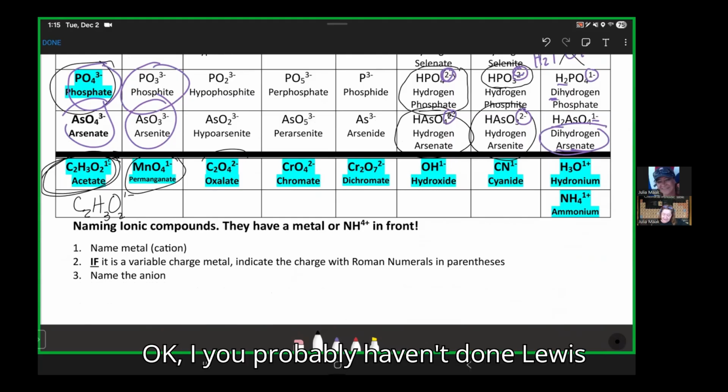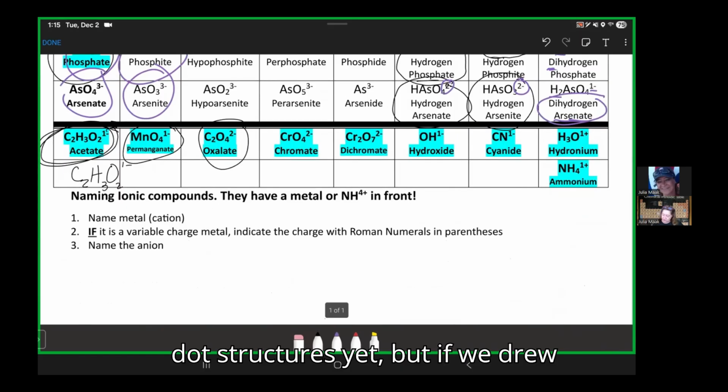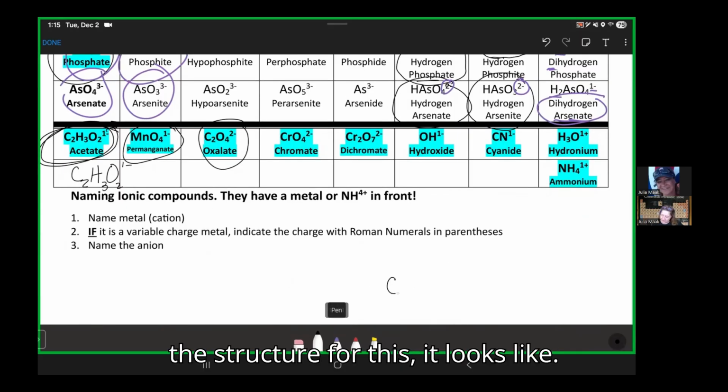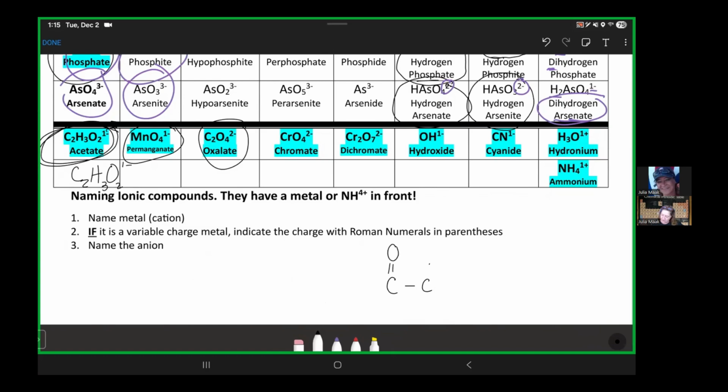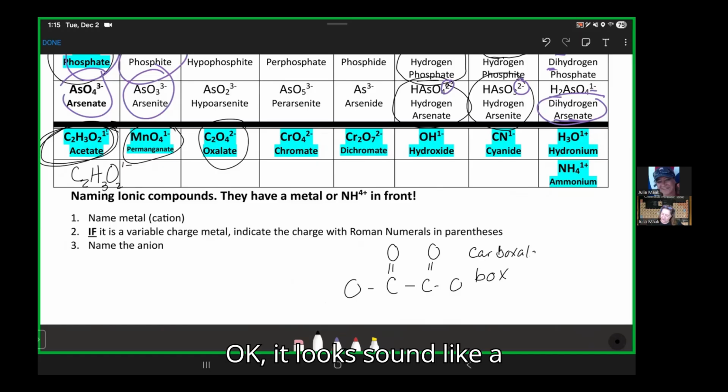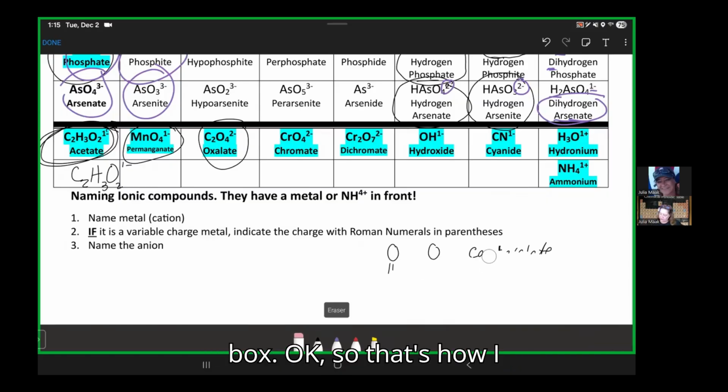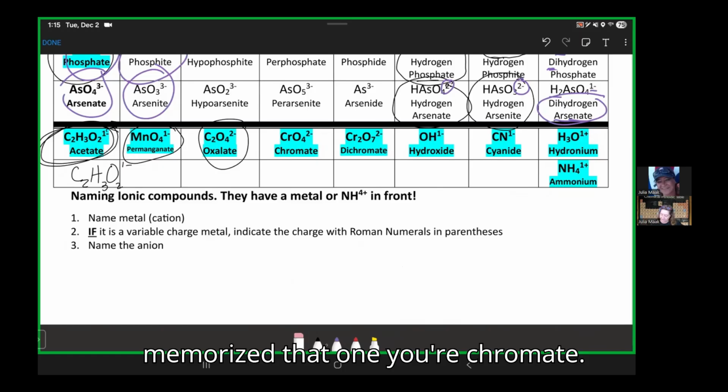Your oxalate. You probably haven't done Lewis dot structures yet, but if we drew the structure for this, it looks like this, and I think it kind of looks like a box. So that's my carboxylate ion. It looks kind of like a little weird box there, my carbox. So that's how I memorized that one.